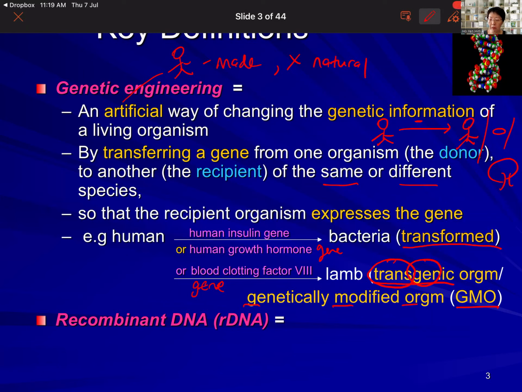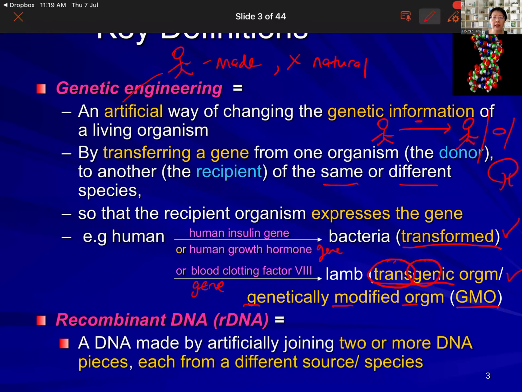So take note, for bacteria, we call them transformed bacteria, but for other organisms, we call them transgenic organism or GMO. Now recombinant DNA. What is recombinant DNA? If you look at the word recombine, it is actually a piece of DNA made up by artificially joining 2 or more DNA pieces together.